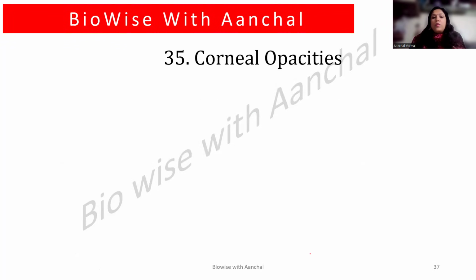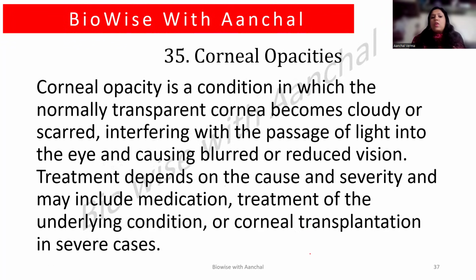Okay. Moving to the next, corneal opacities. Now, corneal opacities is a condition in which the normally transparent cornea, the outer layer, right? Becomes cloudy or scarred, interfering with the passage of light into the eye, causing blurred or reduced vision. Treatment depends on the cause and severity of the problem and may include medication, treatment of the underlying condition, corneal transplantation in severe cases. Cornea transplant is an easy transplant because there is no blood supply to the cornea. This is again a question: why is cornea transplant easy as compared to any other transplant, right? Because there are no blood vessels involved.